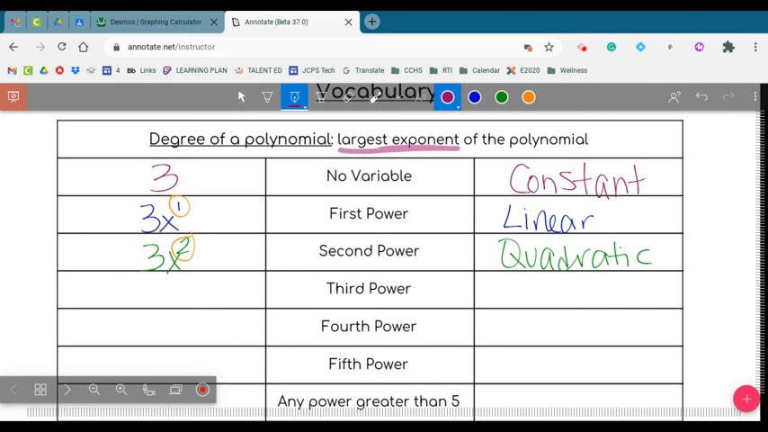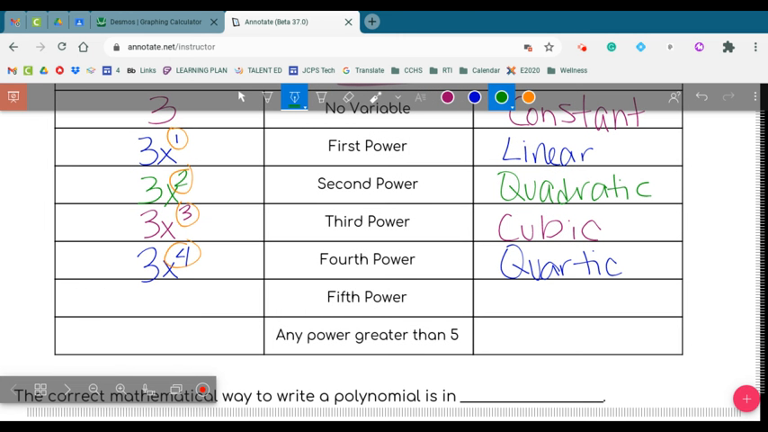If we have a power of 3, so if we have 3x to the third power, we look at that exponent, which is a 3. Third power is going to be cubic. Fourth power, so 3x to the fourth. 4 is our biggest exponent. So this would be what we call quartic. And then if we have 3x to the fifth, 5 is our exponent. So we're going to call this quintic.